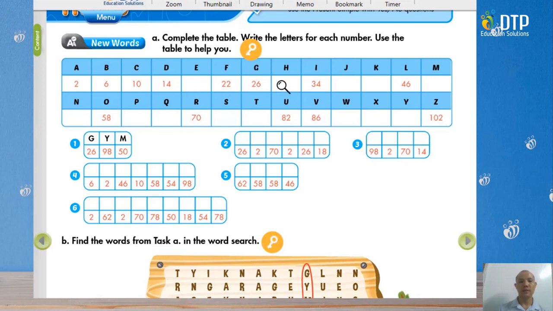18. This number is 30. Go on and we'll finish the homework.